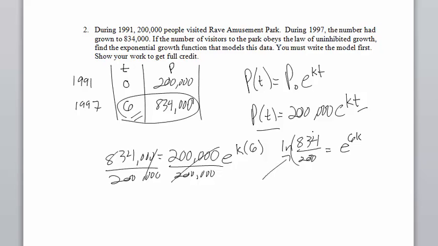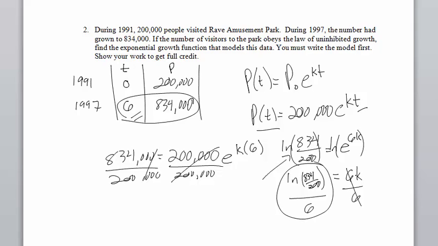The next step's the big step. Take the natural log of both sides. Right, and the reason we do that is because the natural log of e to the 6k is just 6k. And then again, I'm just going to leave this for now as the natural log of 834 over 200. And then the last step to solve for k would be divide by 6. Okay, so that's k right here, the natural log of 834 over 200 divided by 6. If you plug that into your calculator, you should get a value of 0.2379.